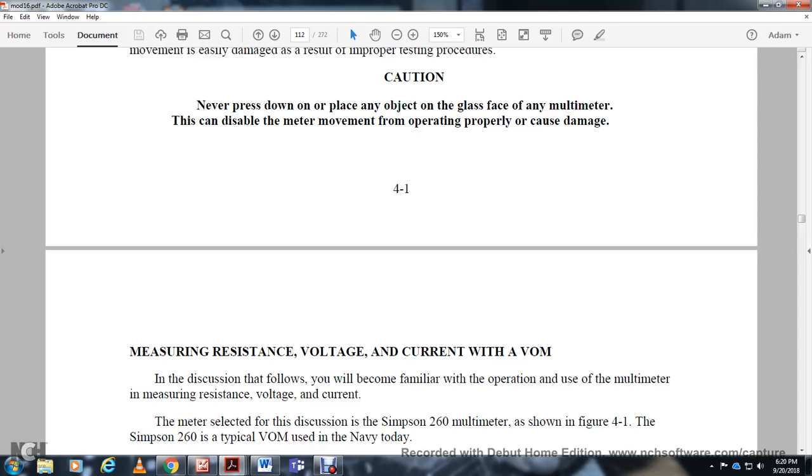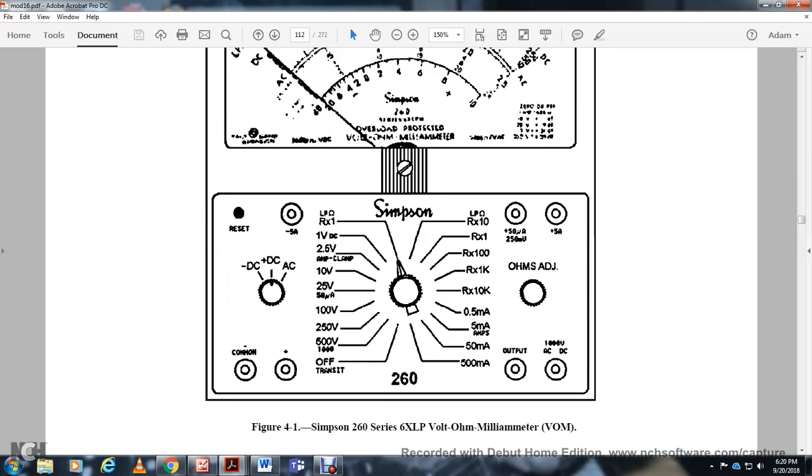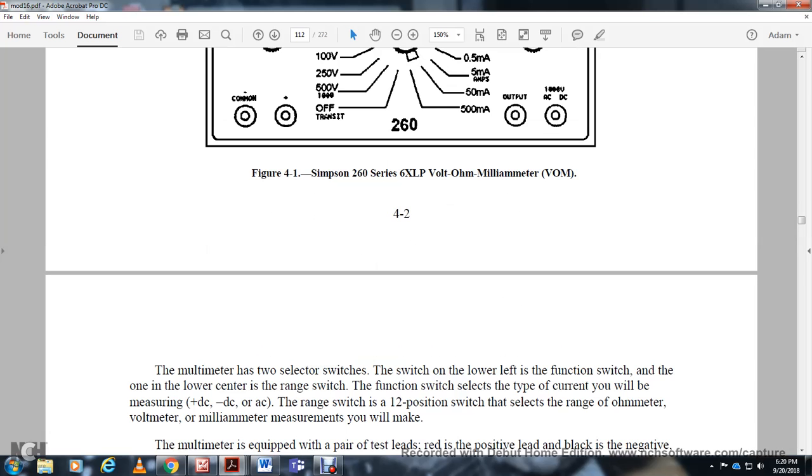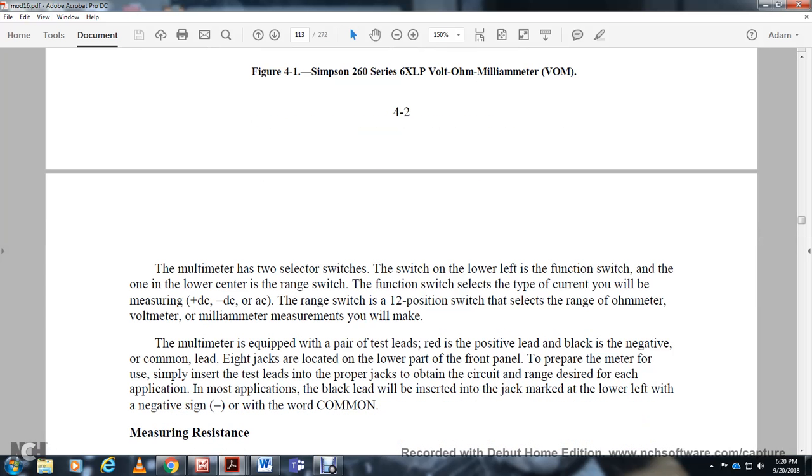We will base the discussion on the Simpson 260 multimeter shown in figure 4.1. The Simpson 260 is a typical volt-ohm-milliammeter used in the Navy today. This shows the Simpson 260 XLP volt-ohm-milliammeter. The multimeter has two selector switches: the function switch on the lower left, and the range switch on the lower center. The function switch selects positive DC, negative DC, or AC. The range switch is a 12-position switch that selects the range of the ammeter, voltmeter, or milliammeter.